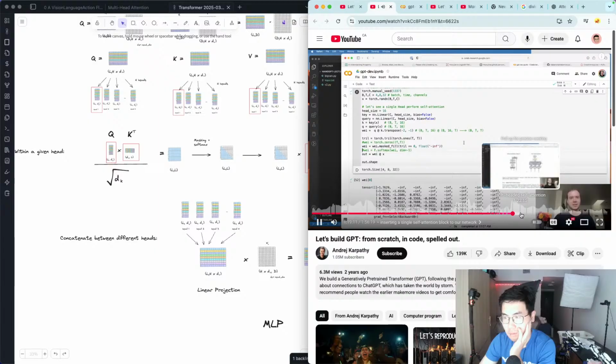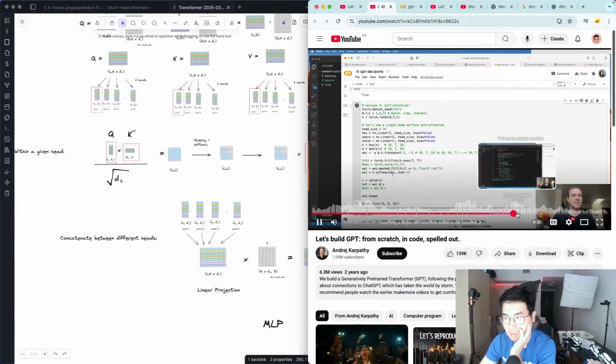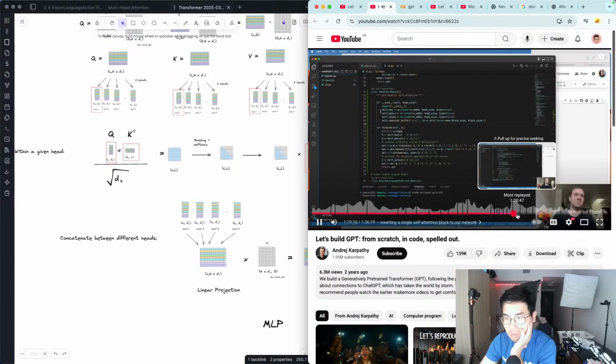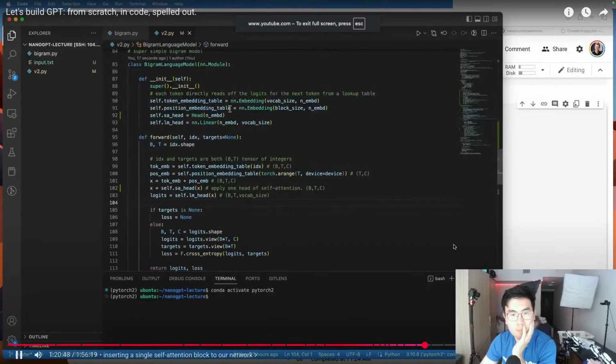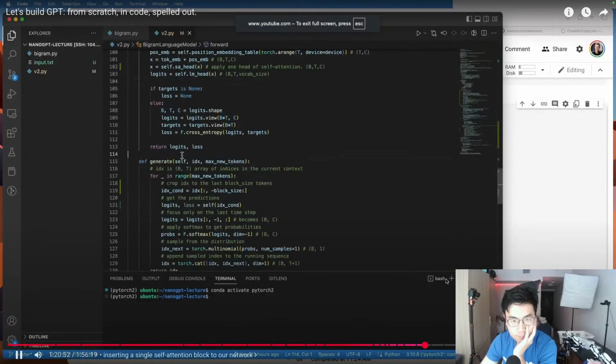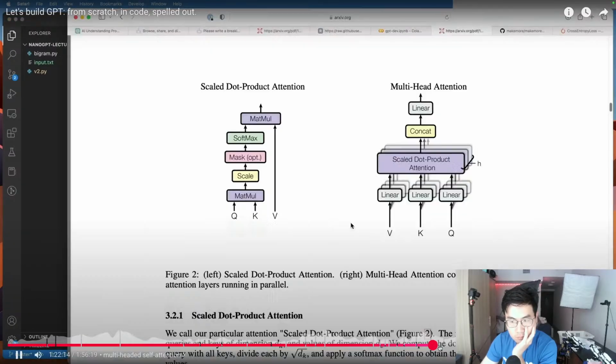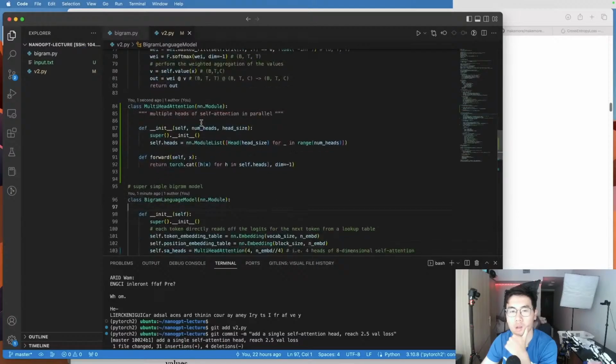Having said all that, let's now take our self-attention knowledge and take it for a spin, putting the self-attention component into our network. I had to make one more change, which is that in the generate function, we have to make sure that our idx that we feed into the model is cropped. A little bit of diagram here. I don't know if this is super clear. It's really just multiple attentions in parallel. So let's implement that. Fairly straightforward.